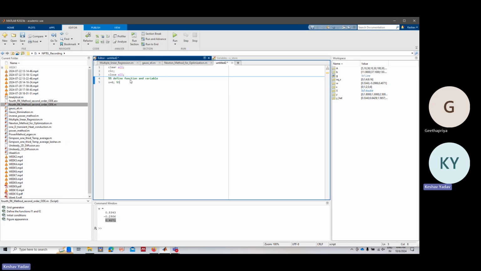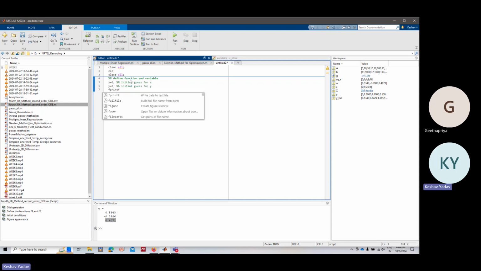So this is my initial guess for x. Okay. y equal to, suppose 0. This is my initial guess for y. Clear? Now I need to define the function.